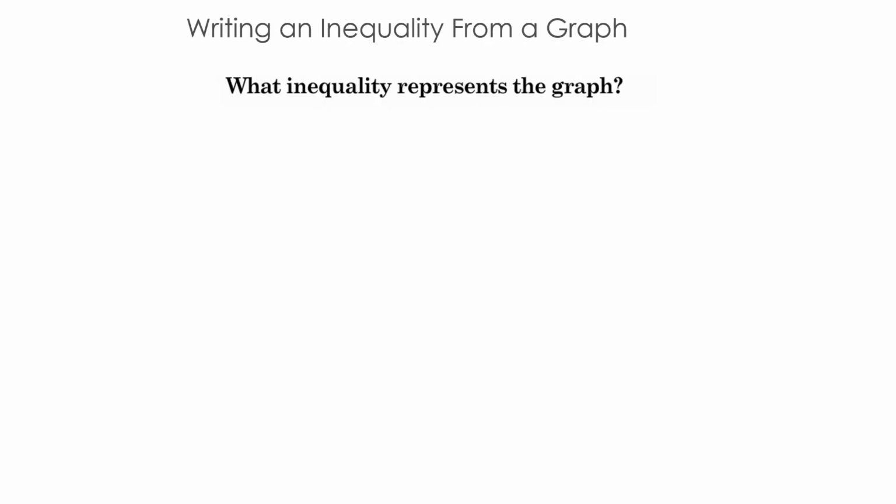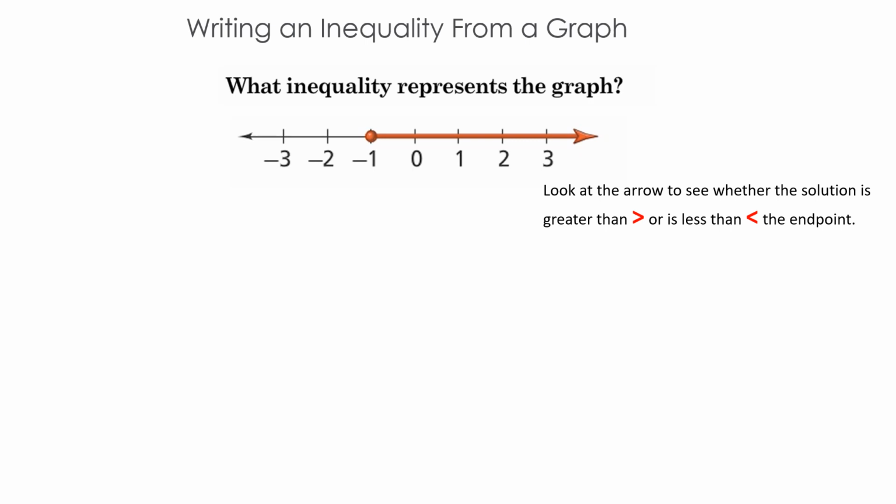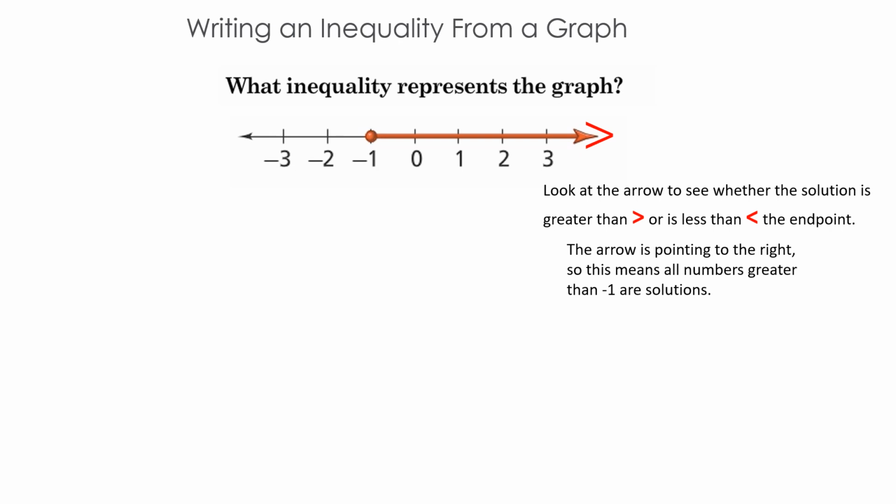Okay, the last thing we're going to cover is writing an inequality from a graph. So what inequality represents this graph? You just want to decipher what you're seeing here. The first thing you want to do is look at the arrow to see whether the solution to your variable, and I'm going to tell you, you can make up any variable you want, will be greater than or less than the endpoint. If you notice, because our arrow is pointing to the right, this means all numbers greater than negative 1 are going to be the solutions. So I'm just going to use x. So x is greater than negative 1.